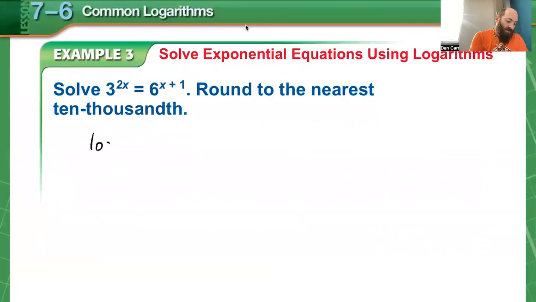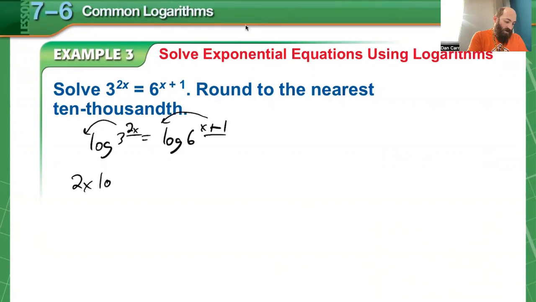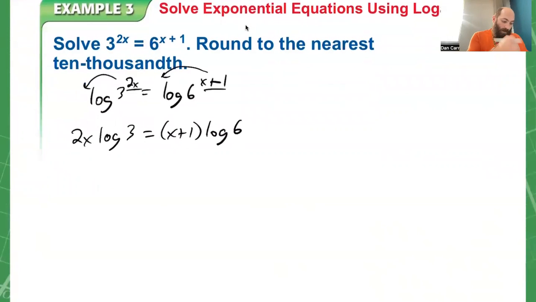So I can rewrite this as log of 3 to the 2x equals log of 6 to the x plus 1. Again, these are exponents, so they can come to the front like this. So 2x times log of 3 is equal to x plus 1 times the log of 6.